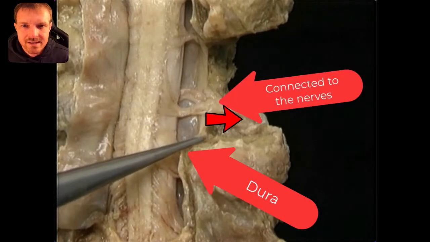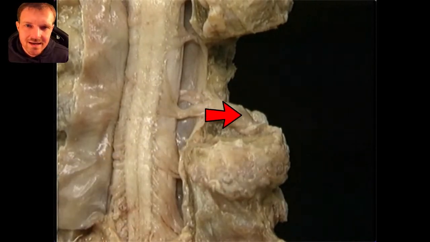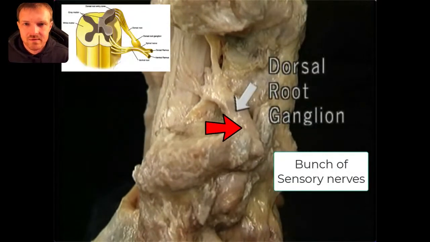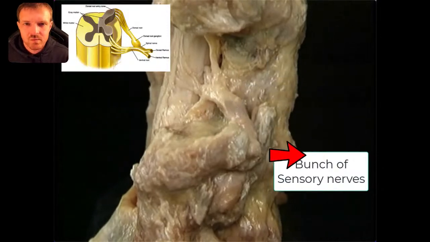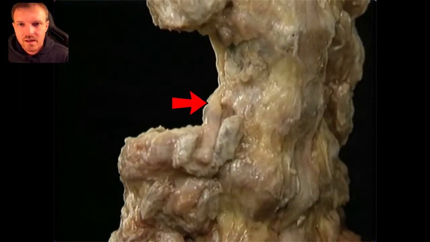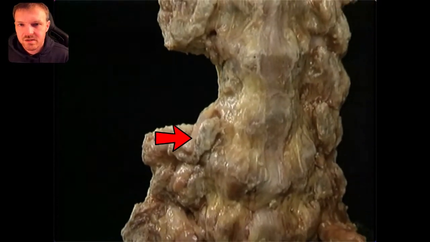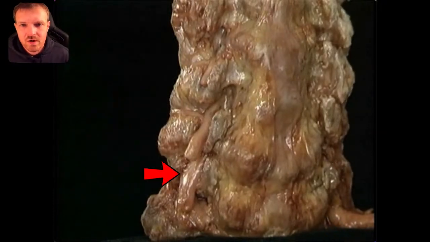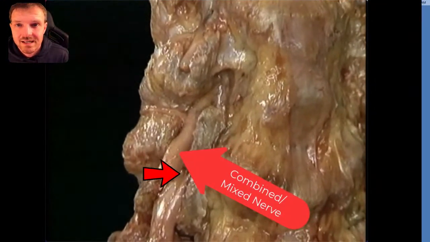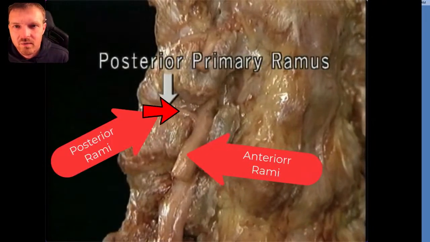And you can see how it attaches to the nerves as they emerge. So when they're here, they're mixed. As they're coming out of here, they're mixed nerves. You've got the dorsal root ganglion, which is basically a bunch of sensory neurons. And then as they emerge out of here, that is a mixed nerve. And we've got two little branches. So there's the anterior branch, and then there's the posterior one.